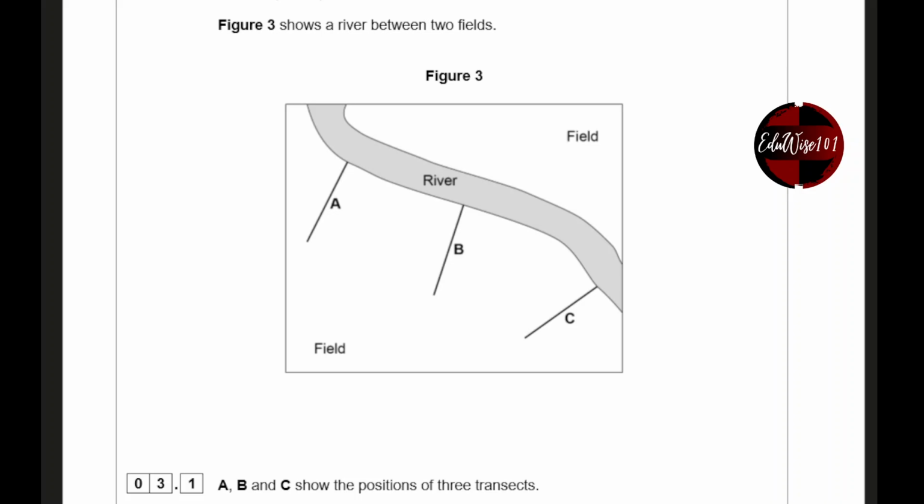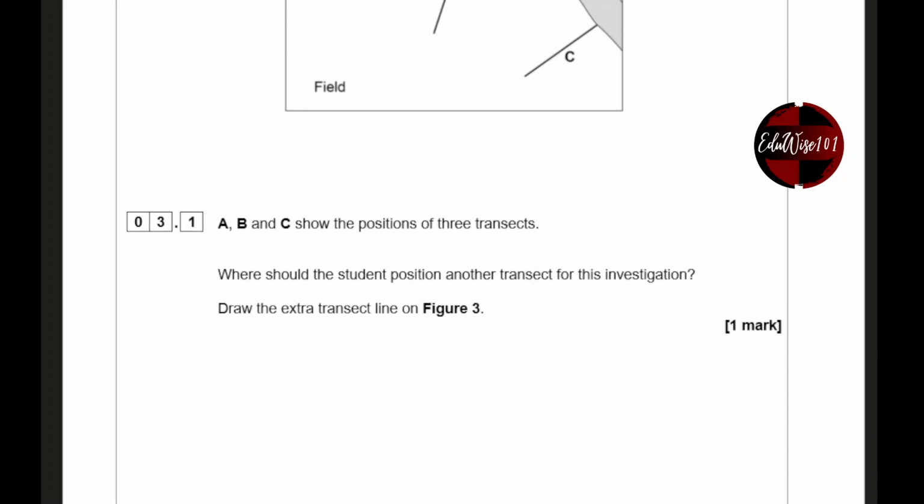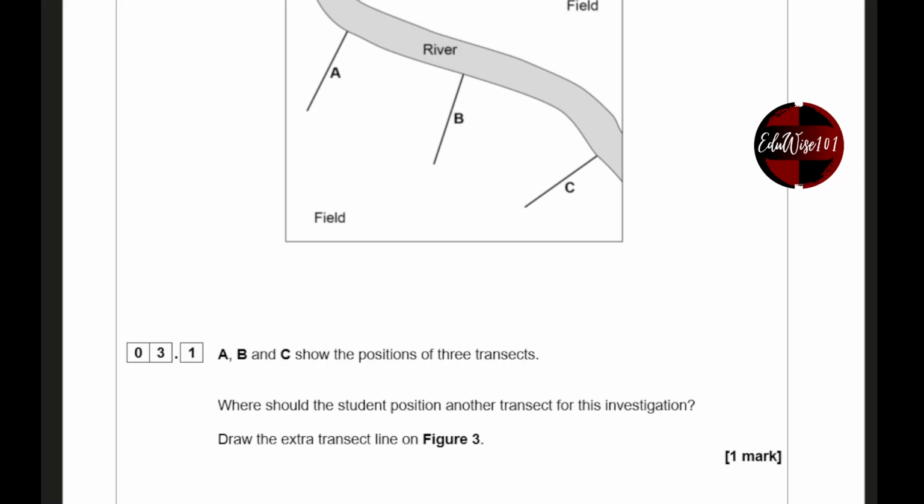So you can see the river and you have fields either side of it. And you've got three lines labeled A, B, and C. So what are these lines? A, B, and C show the position of three transects. Where should the student position another transect for this investigation?